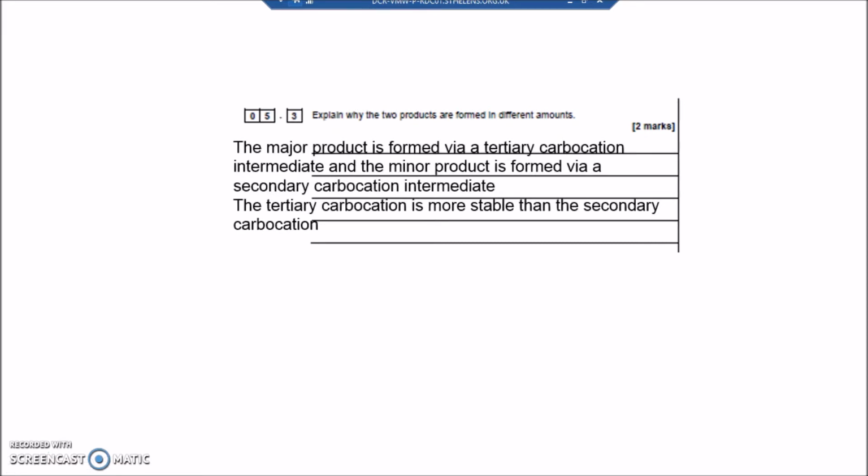There may be an extension mark at this point. It isn't in this question, but there might be an extension mark, say 3 marks. So why does this actually happen? Why is the tertiary carbocation more stable?